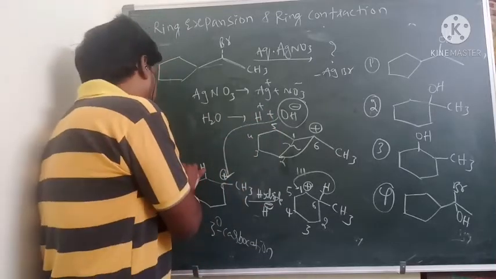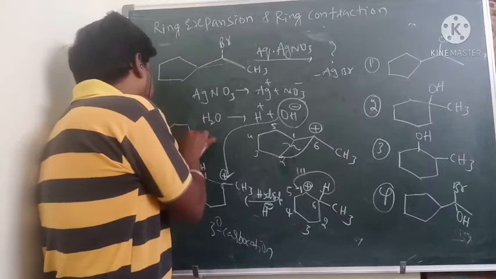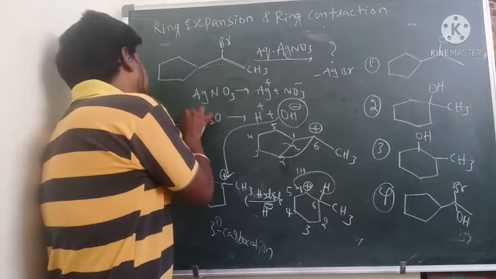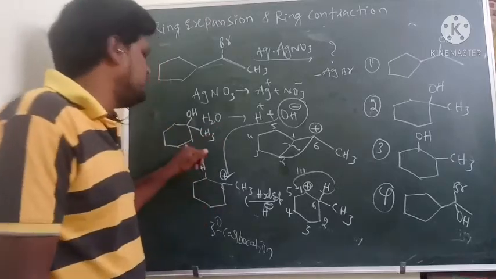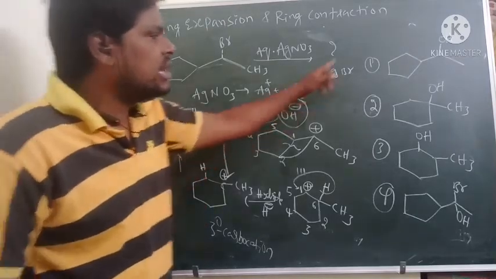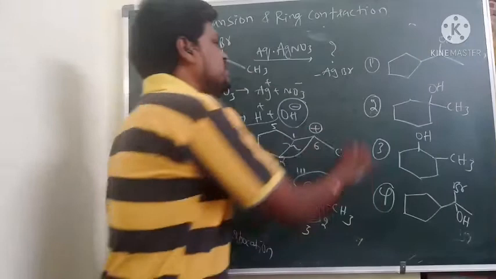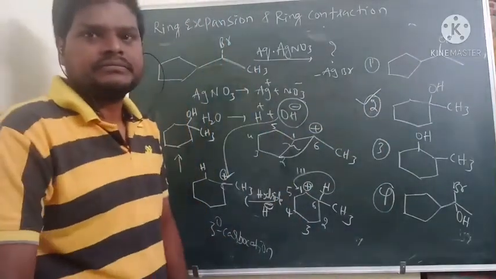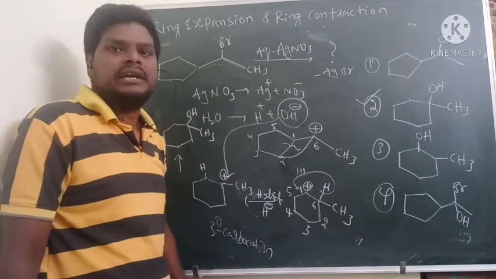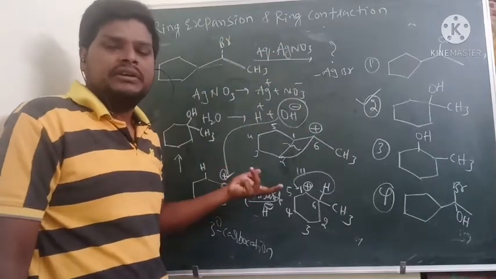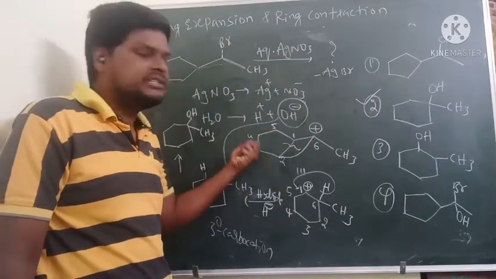So finally, what is the major product here? This is the major product here. Right? This is the major product. Look at here, which is the correct option here? So the second one is the correct option. Right? So the second one is the correct option. This is the way to understand and to apply the concept of ring expansion.